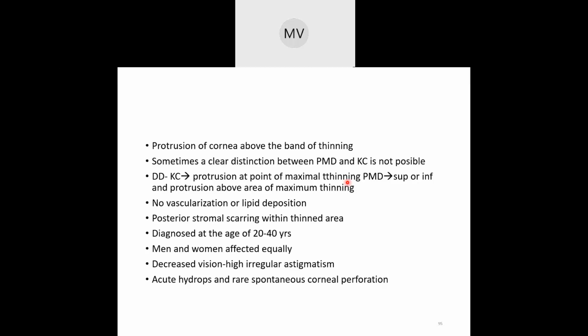It is diagnosed at an age between 20 to 40 years, and men and women are affected equally. Decreased vision and rather high astigmatism can be observed. Acute hydrops and spontaneous corneal perforation can be observed because of the thinning.